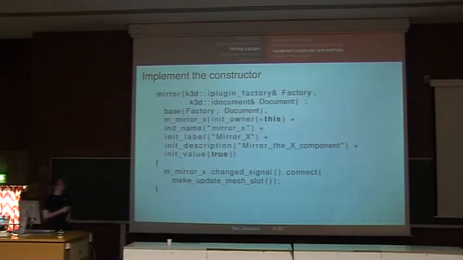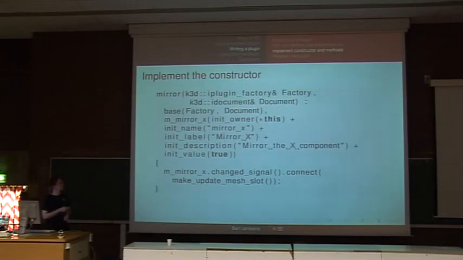The owner is the container of the property. Obviously, in this case, this will be our new plugin itself, so we use this pointer. Next, we initialize the name, and for the x component I use mirror_x. This can be referred to in the Python scripting later on and will also be saved into the file. The label is what will be shown in the user interface. It's mirror_x, a little prettier than the name.